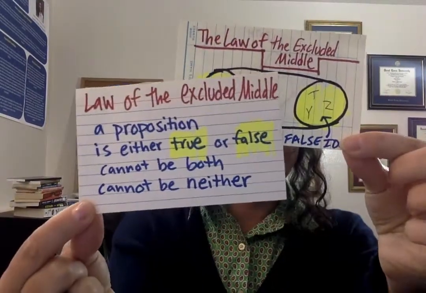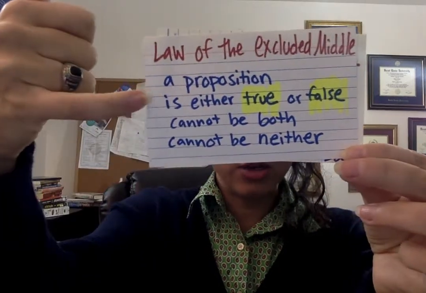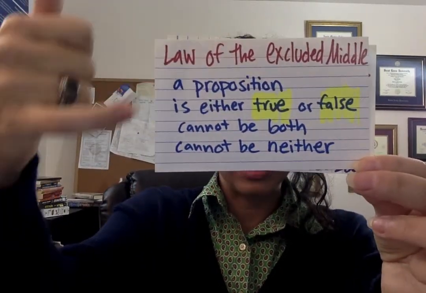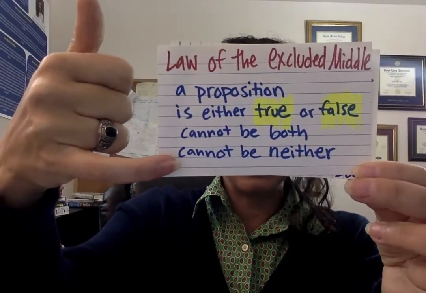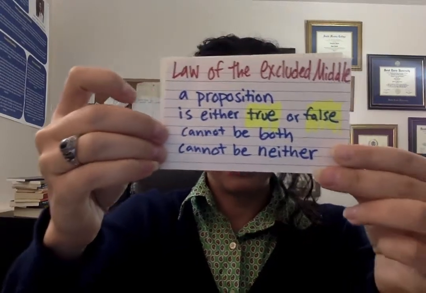Putting words to that visual, a proposition is either true or false. A proposition cannot be both true and false. A proposition cannot be neither true nor false. So that idea, called the law of excluded middle, helps us understand what counts as a proposition and what doesn't. A proposition is a statement which can be true or false. A proposition cannot be both true and false at the same time, in the same way, from the same perspective. A proposition cannot be neither true nor false.